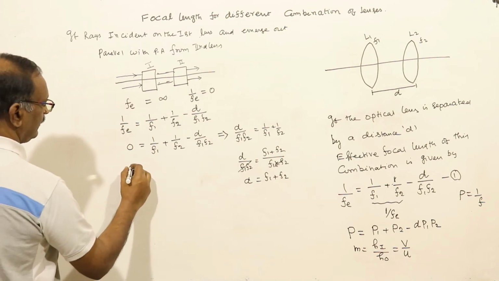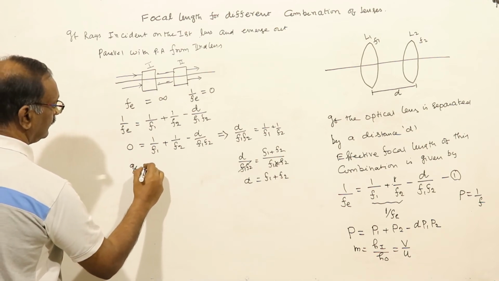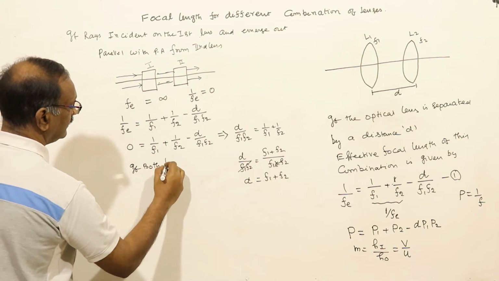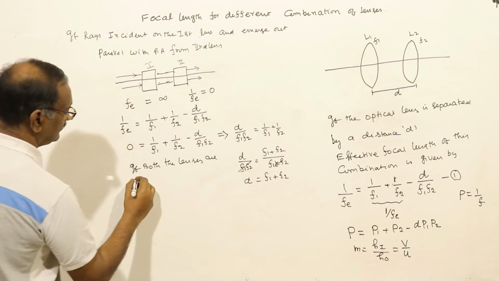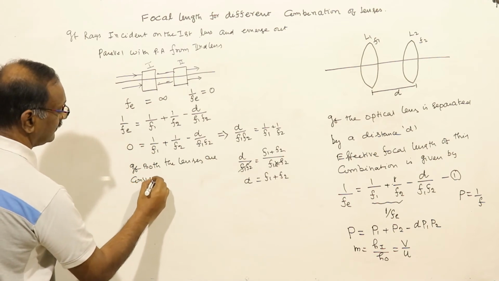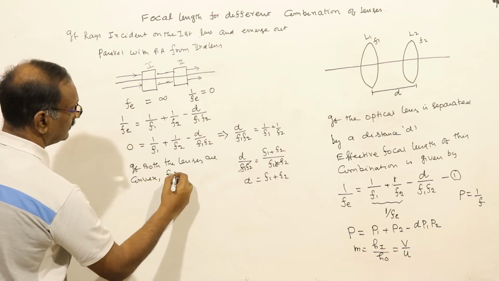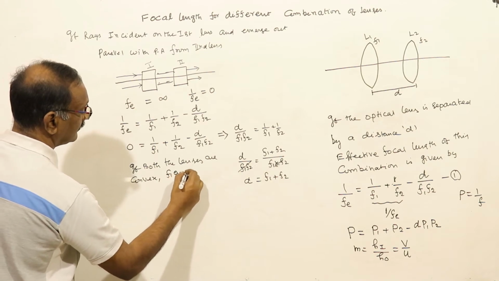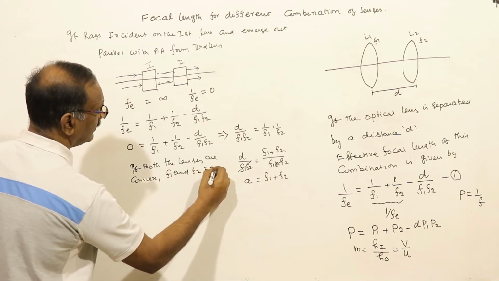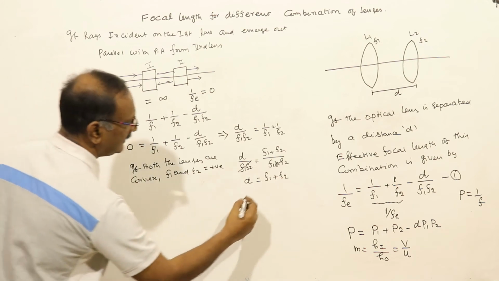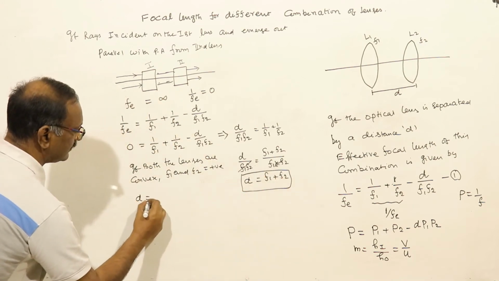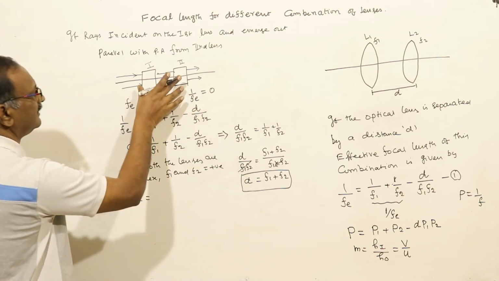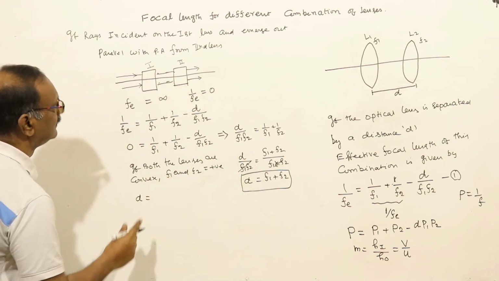So now, if both the lenses are convex, that is F1 and F2 both are positive. In this case, we can write D is equal to F1 plus F2. Take the general equation, we have derived the equation for general lens.